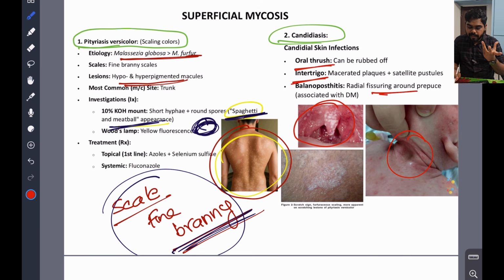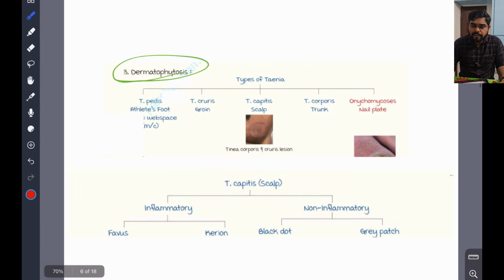So these are candidiasis. You can see the whitish color discharge, and this is a very simple spot. Usually they will ask about oral thrush. So candidiasis is also a superficial mycosis. Now we are going to discuss a very important area, a highly important area. Definitely I am expecting a question in this 2026 NEET.